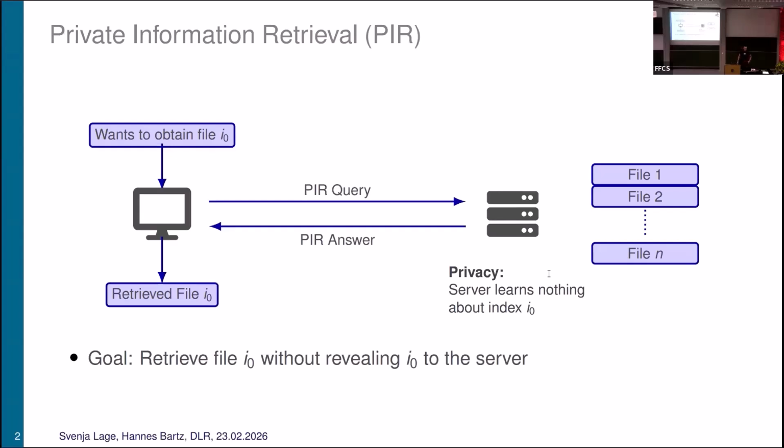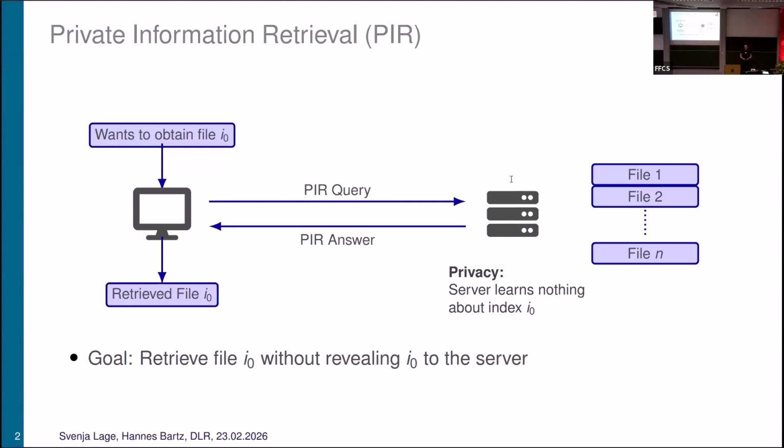Okay, so what is the setup? Basically we have a client here, and this client wants to obtain a file with index i0 from a database, which is basically the server here. So it's stored on the server. And in order to obtain this file, it sends a query to the server and hopefully gets an answer from which the client can then extract the desired file.